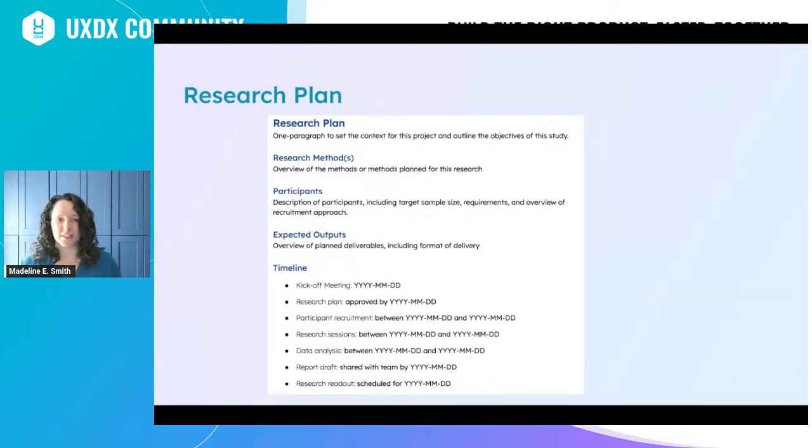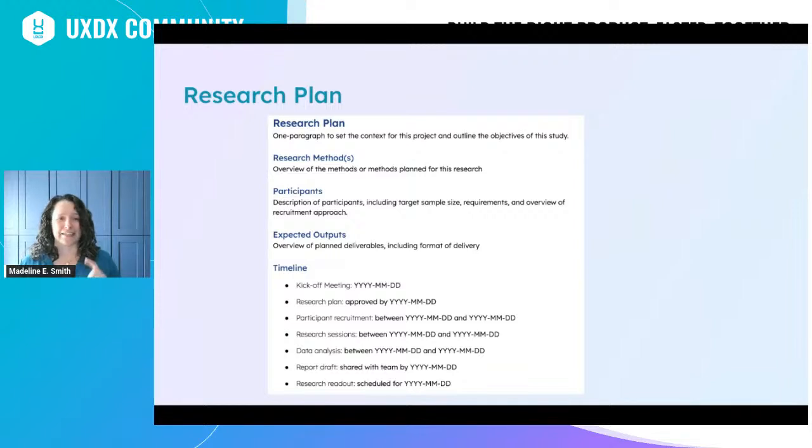Similarly, a section on the participants. Who are the people that are going to be included in this study? How are you recruiting them? How many people are you trying to talk to? What is the recruitment approach that you're going to be using? And then the expected outputs. What types of deliverables will you be creating from this study, and how are you going to be sharing them? Is it a PowerPoint report? Is it a meeting? Is it whatever else it might be?